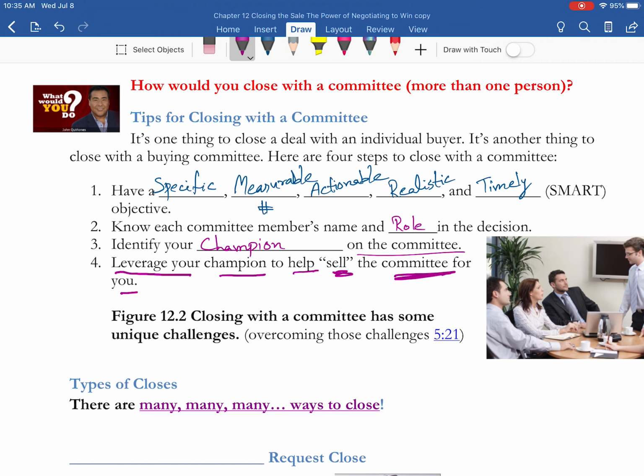Now that champion, once you get their attention, once they are liking your product, then they will be actively selling the product to the rest of the people in the room. So maybe that is the way how you should approach it when it comes to closing with a committee, with a group of people, okay?